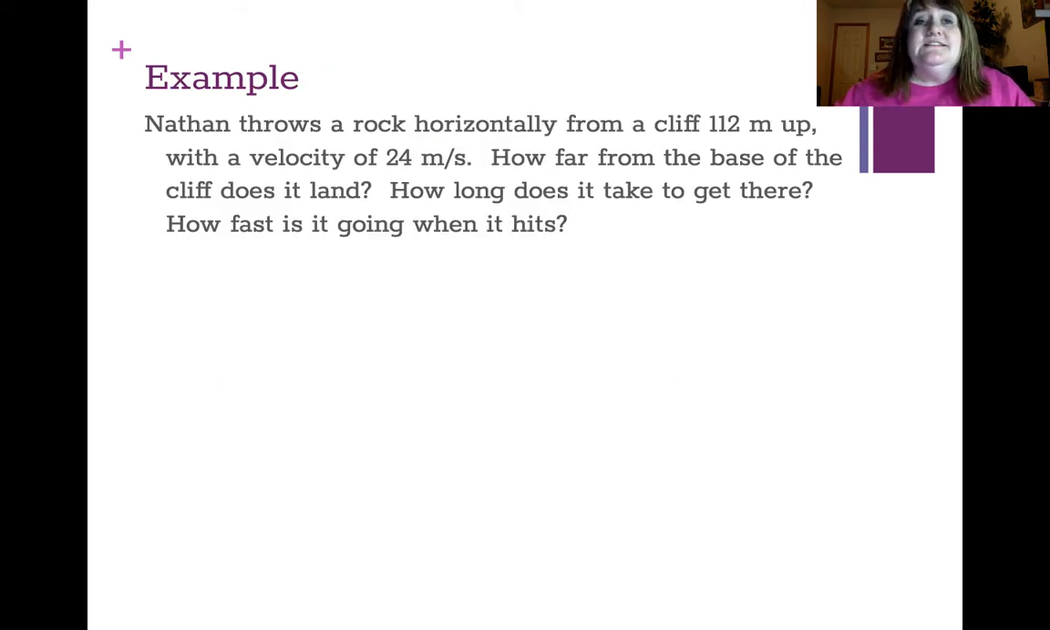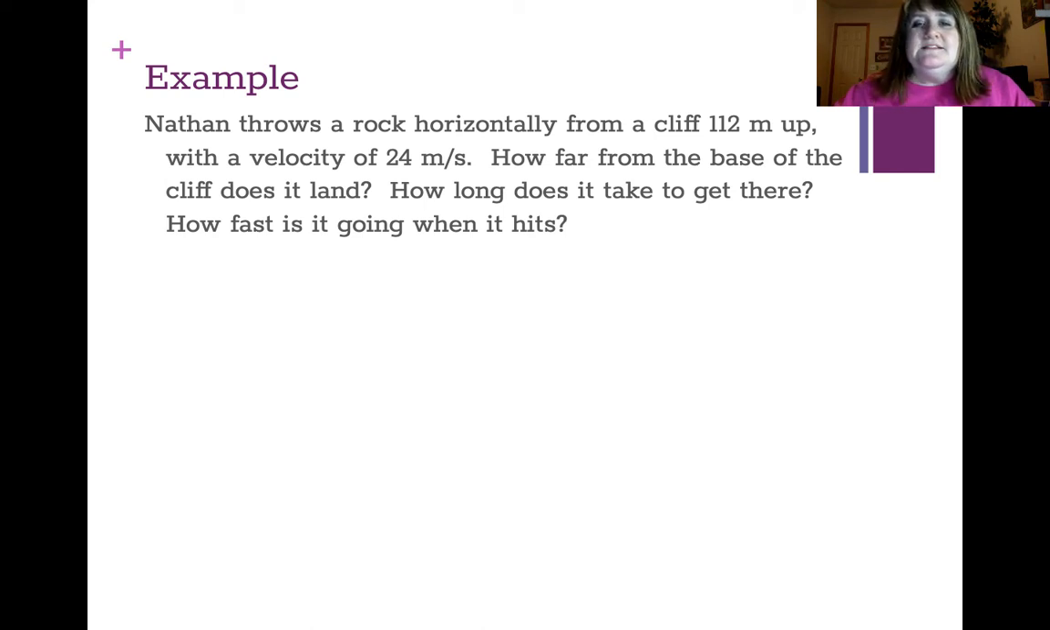So let's look at an example. Nathan throws a rock horizontally from a cliff 112 meters up with a velocity of 24 meters per second. How far from the base of the cliff does it land? How long does it take to get there? And how fast is it going when it hits?